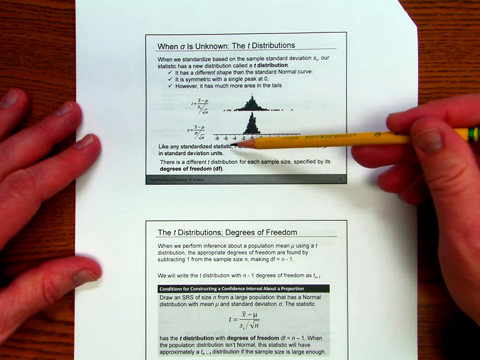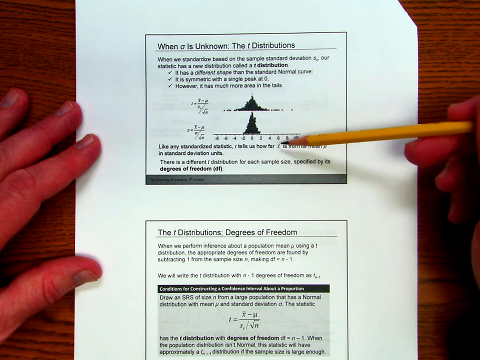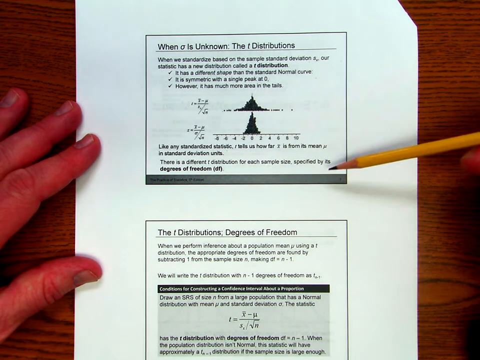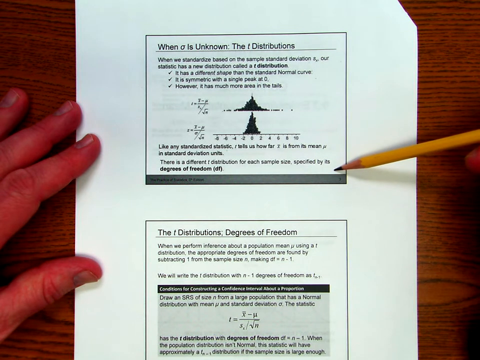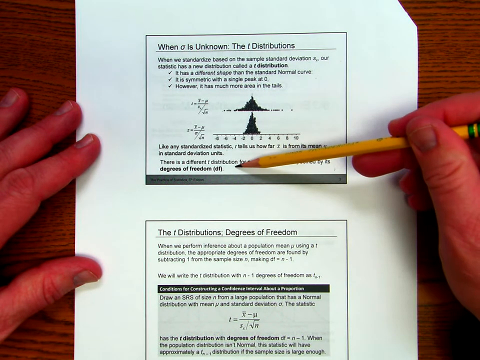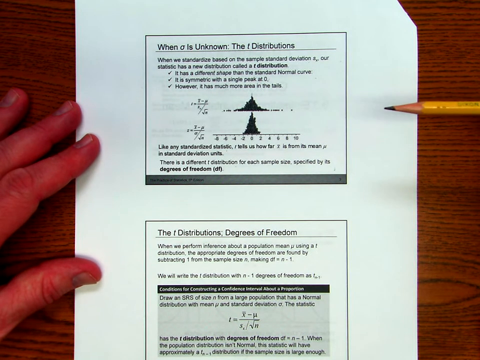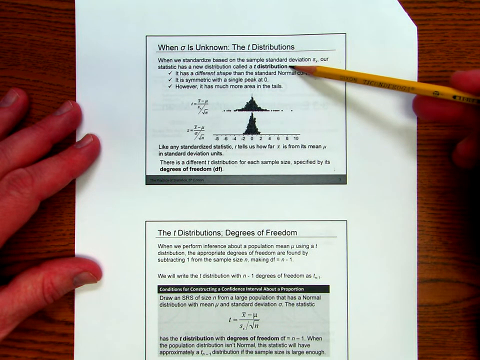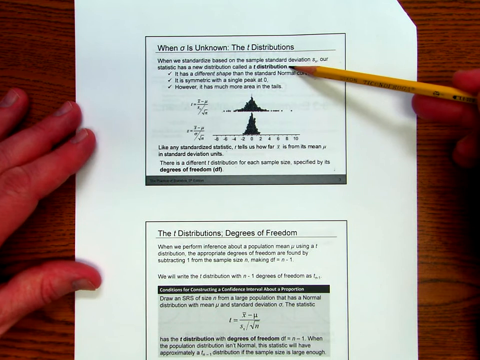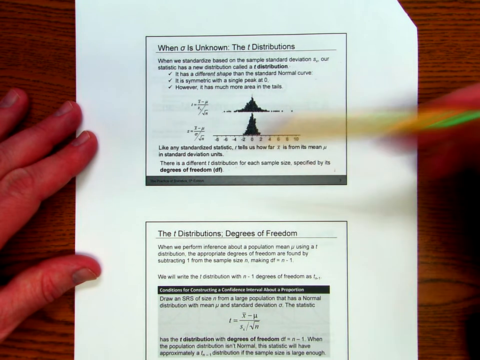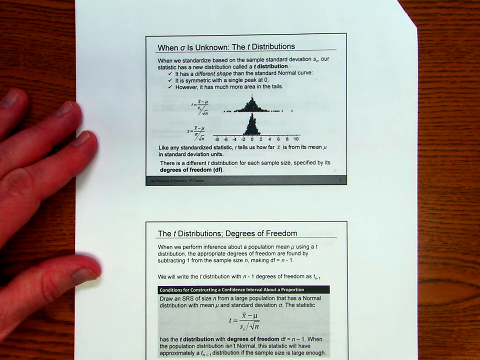Like any standardized statistic, t tells us how far x bar is from the mean mu in standard deviation units. There's a different t-distribution for each sample size specified by the degrees of freedom. Okay, here's where we get a major departure from things that have happened in the past. If you're talking about a standard normal curve, there is only one standard normal curve. For the t-distribution, it's a whole family of curves. What distinguishes the individual members of the family from each other is your degrees of freedom, which is determined by your sample size.